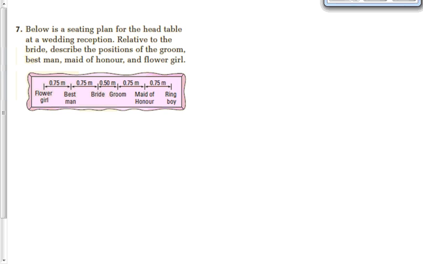It says, below is a seating plan for the head table at a wedding reception, relative to the bride. Remember we talked about relative, a reference point, last couple of days? When we're measuring a position, it has to be relative to something, right?